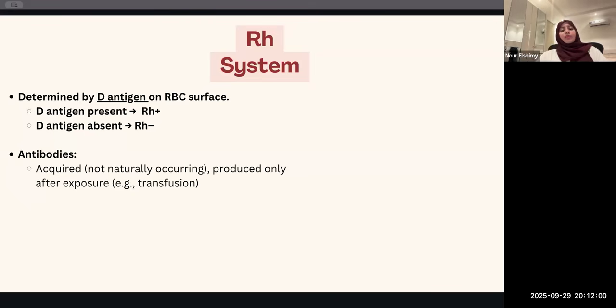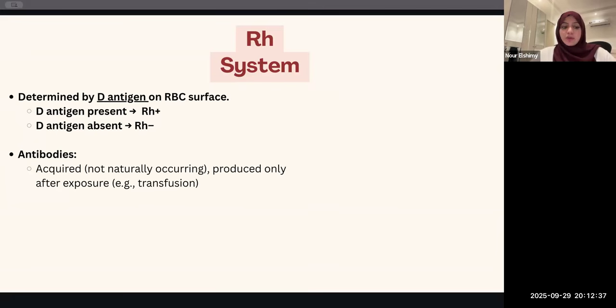Okay, so I'm gonna repeat. But before I repeat, in the RH system, the antibodies you produce are acquired, so they're not naturally occurring, unlike the ABO system. I told you the ABO system is naturally occurring. It's naturally there, and it does not need prior exposure to the antigen to be produced. However, the RH antibodies are produced after exposure. So if they are exposed to a non-self antigen, the body's gonna start making Rh antibodies.